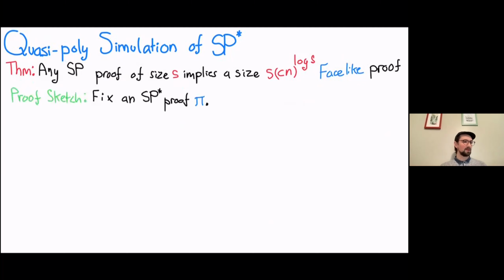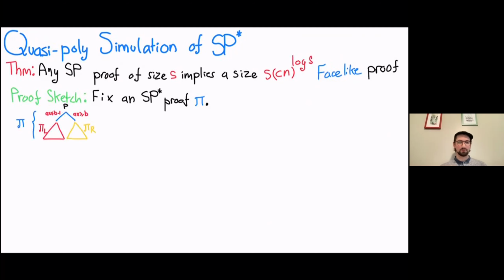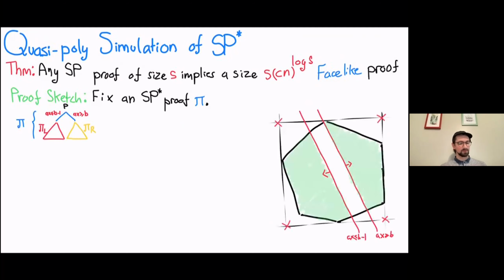Yeah, so to prove this, let's fix a stabbing plane star proof pi. Here's a little drawing of the proof. So we start with the polytope P, and then on the left branch we carry AX less than or equal to B minus 1, and we have a subproof pi L. And same, we have a subproof pi R on the right-hand side. So this is what it looks like on the polytope, right? So the green space is P, and then here's the query. And we're going to suppose that the left-hand side of the proof pi L is the smaller side.